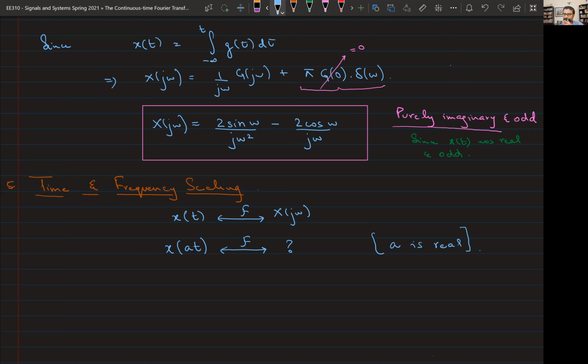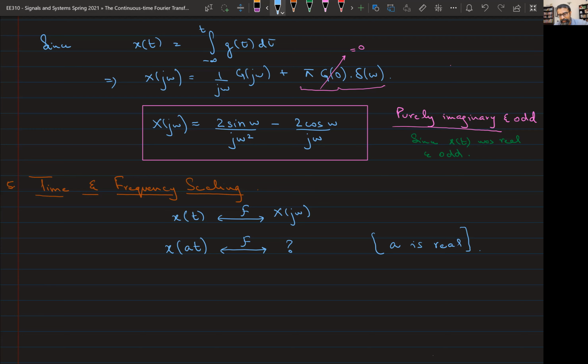You had a question? Yeah, sir, I don't actually get your reasoning: why can't A be complex? What happens if A becomes complex? Because sir, then the scaling will also happen in the complex plane. So then how many independent variables will you have? Right. So now you have the independent variables complex.